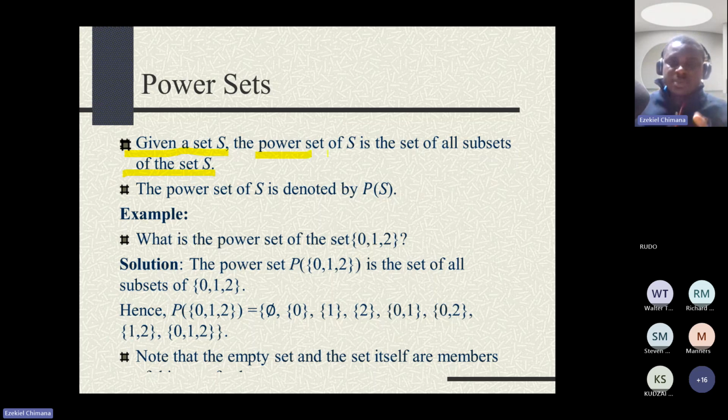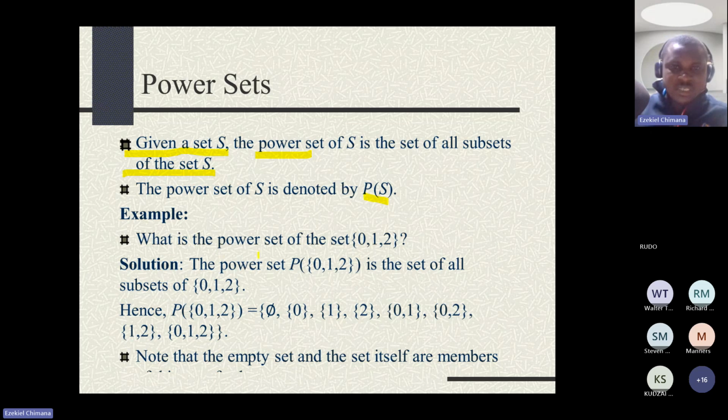So say, not any subset, but a collection of all those subsets is what we call a power set. So given a set, you need to generate all possible subsets. And then the collection of all those subsets is what we call a power set. So the power set of S is denoted by P of S.